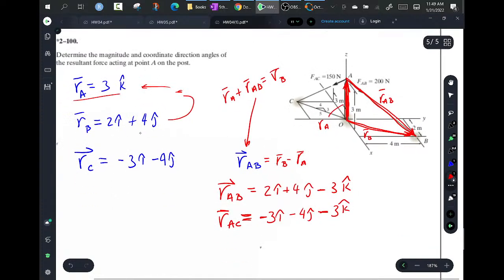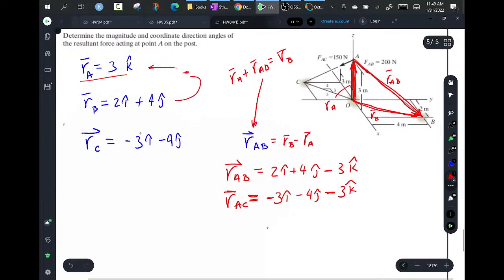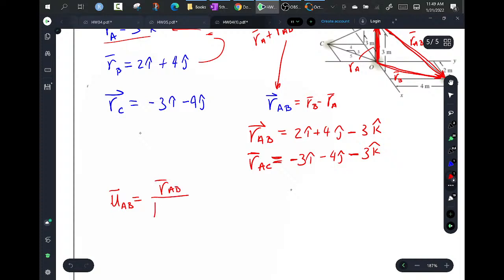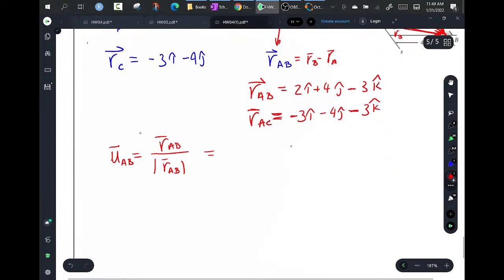Okay. So now what I want to do is find a normal unit vector in the direction of, let's see, AB. It's going to be RAB over that. And then I can find the unit vector AC. Is that right? Yes.